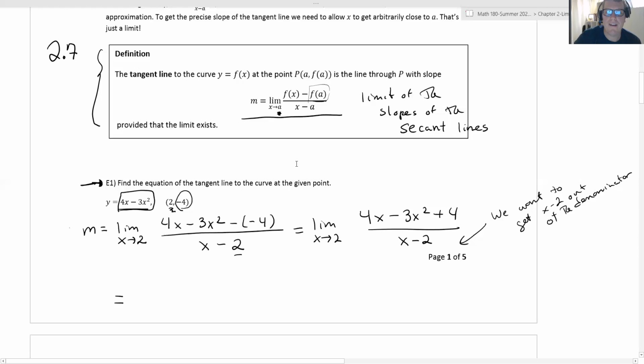Oftentimes it's just how fast can you do your algebra? Valet is very quick with his algebra. That's it.